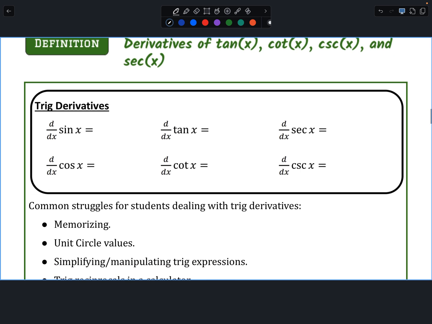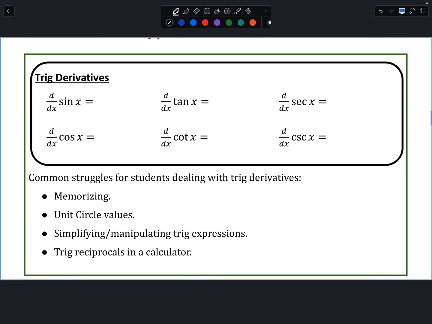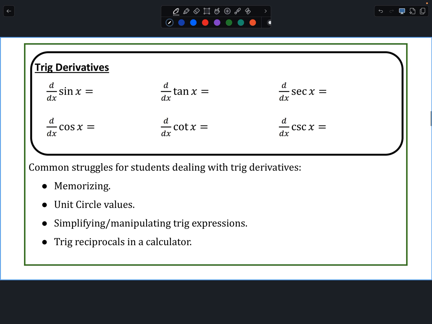So what is the derivative of sine? Cosine. What's the derivative of cosine? In the video, I'm not going to show it, but after the video, if you're curious, I'll show you where these two come from. What's the derivative of tangent, you may ask?